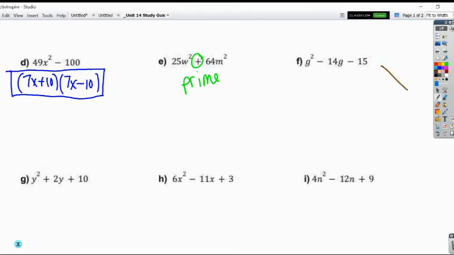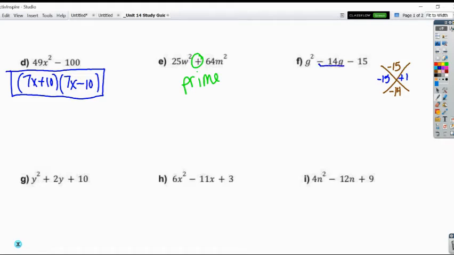So I start thinking about my factor puzzle, set that up. A times c up top, 1 times negative 15 makes negative 15, and then for the bottom, my b is a negative 14. So what two numbers multiply together to make negative 15 while also adding to a negative 14? Well, I'm going to think about negative 15 and positive 1.